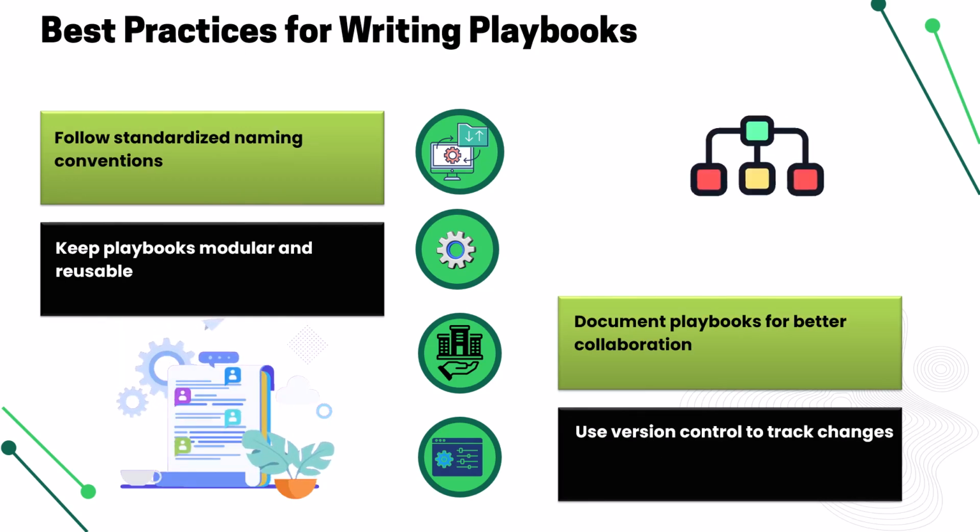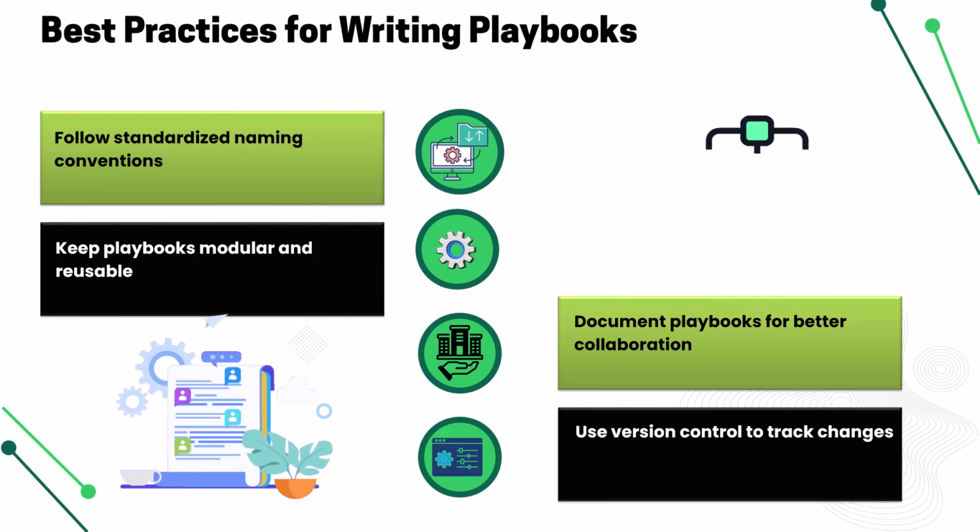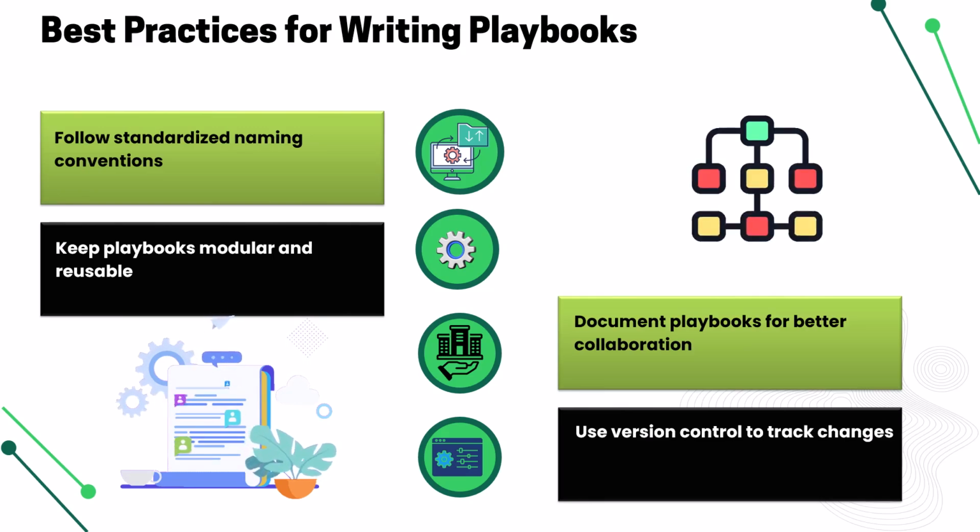Writing playbooks well is like writing a great novel. It needs structure, clarity, and a bit of personality. Standardized names keep things understandable. Imagine if every street had a different naming system. Chaos. Modular playbooks mean less repetitive work. It's like having reusable templates. Document everything, because a playbook without documentation is like a treasure map without directions. And version control. It's your time travel tool for tracing changes.